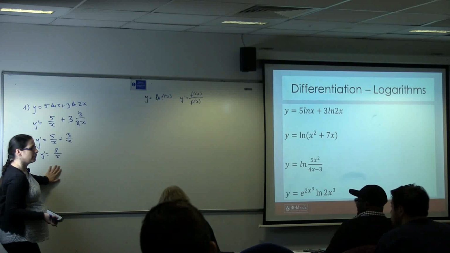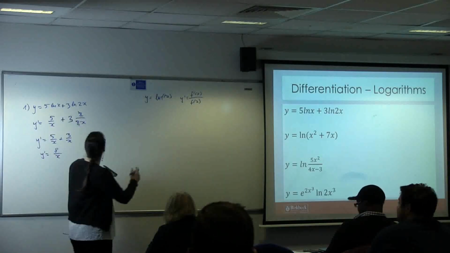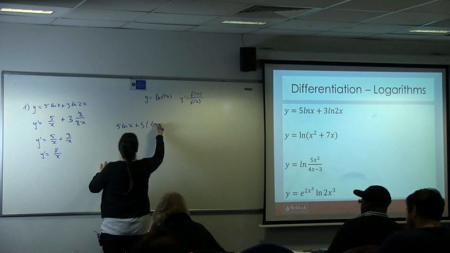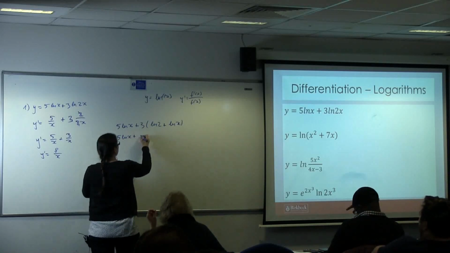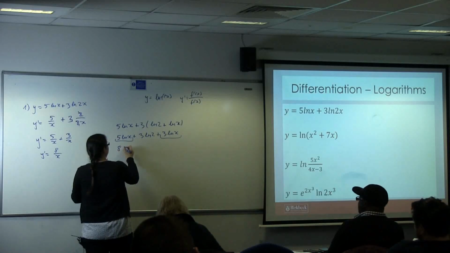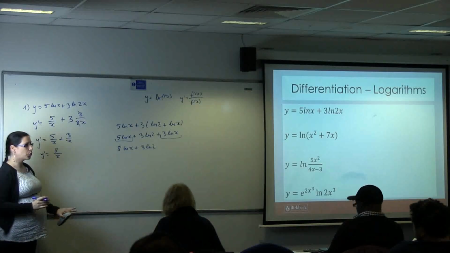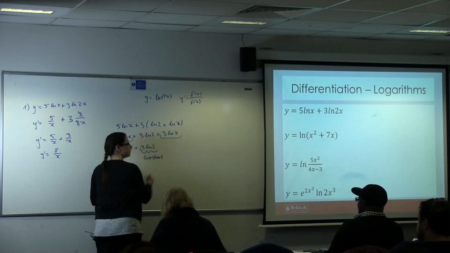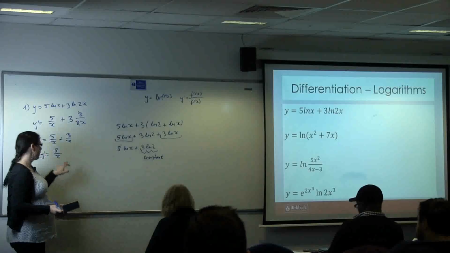What is going on in here? How on earth did I end up with 8 over x from there? Well, let's just look at it a little bit. So, 5 ln x plus 3 times (ln 2 plus ln x). That is 5 ln x plus 3 ln 2 plus 3 ln x. That is 8 ln x plus 3 ln 2. It's the same expression. I just applied some of the log rules in here. Now this one is a constant. So if I was to differentiate this version of the same, that is 8 ln x. And that's why it's exactly the same as this.